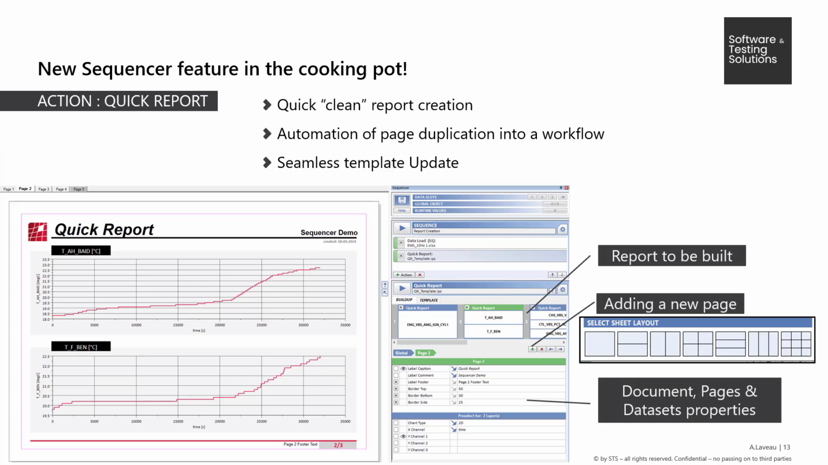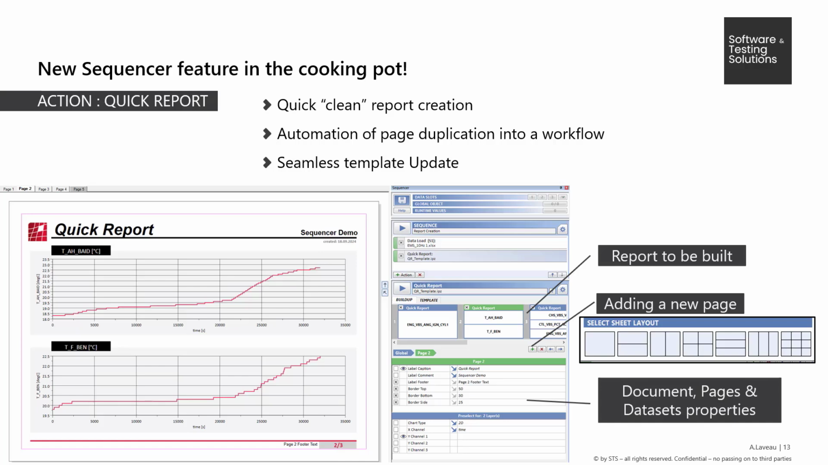Before our question and answer session, I would like to share with you a feature that is being cooked by the sequencer team. We call it, for the moment, the quick report. It will be available as a new action and offer you the possibility to set up a whole report until the last detail directly inside the sequencer. We work on this feature to allow you for quick and clean report creation, automation of page duplication into a workflow, and seamless template update.